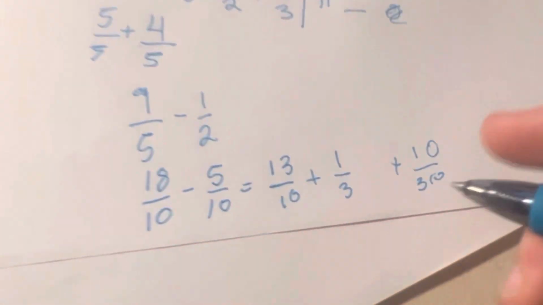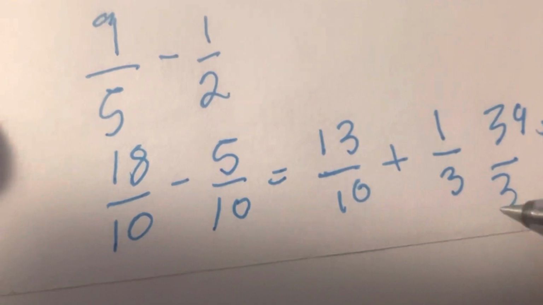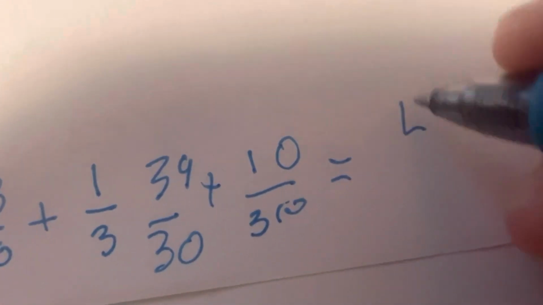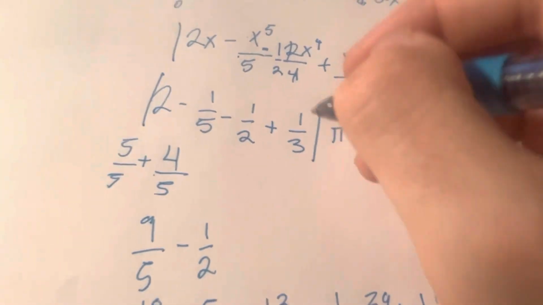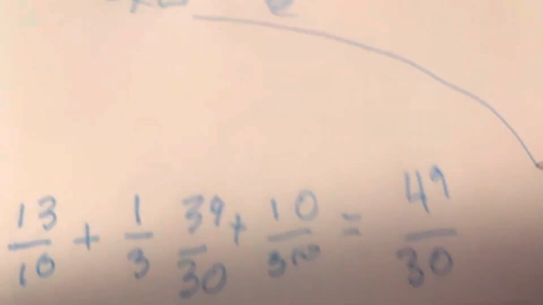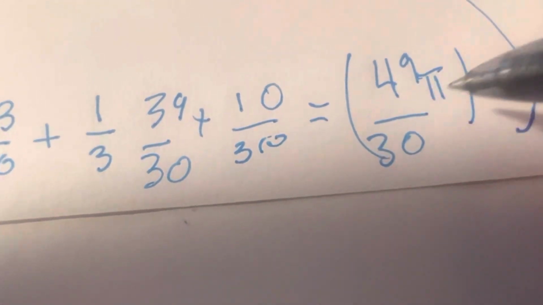Actually, let me just use a calculator here real quick to solve that. Yep, so that would be 39 over 30 plus 10 over 30, which gives our final solution of 49 over 30. And then remembering that we multiply this entire function by pi, we can bring this pi down over here, and our final volume of the solid would be 49 pi over 30.